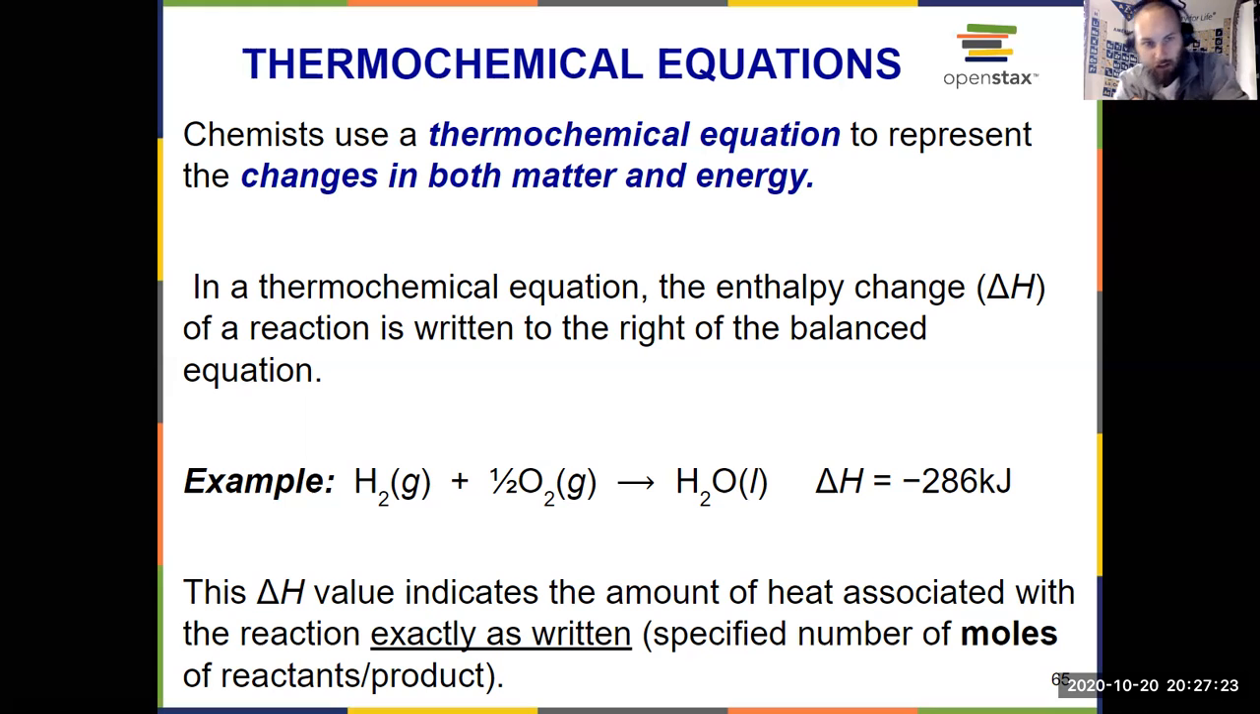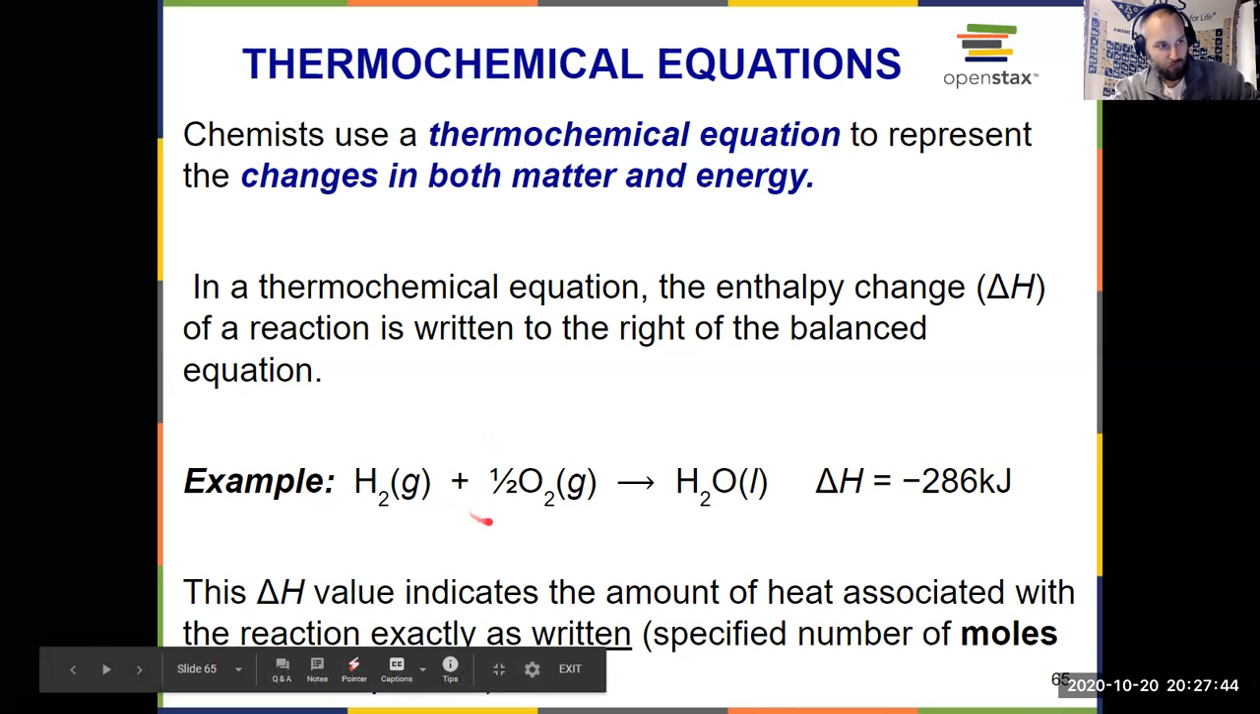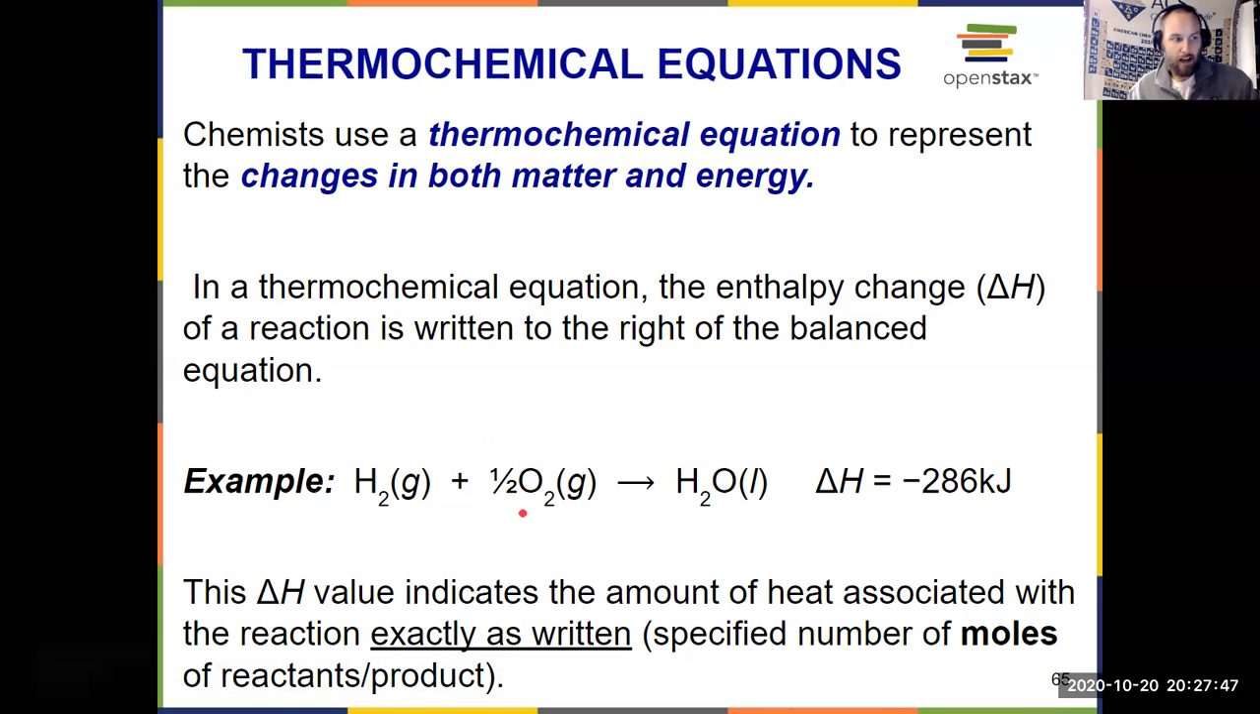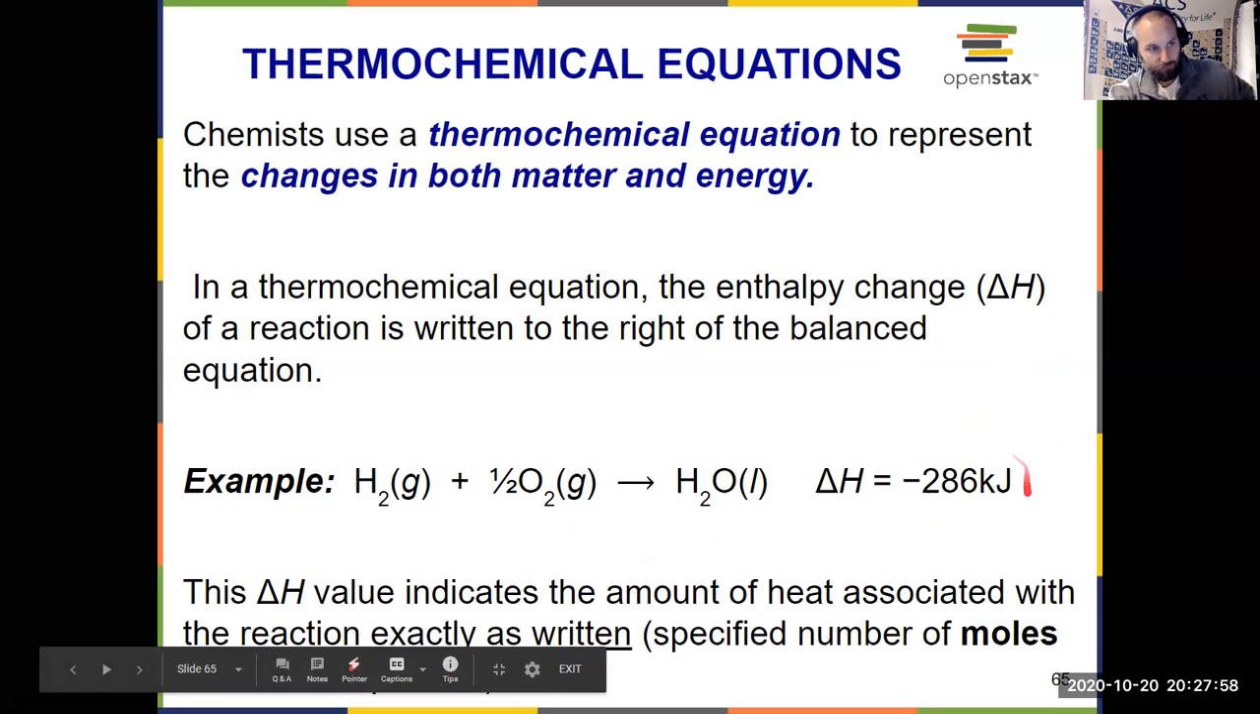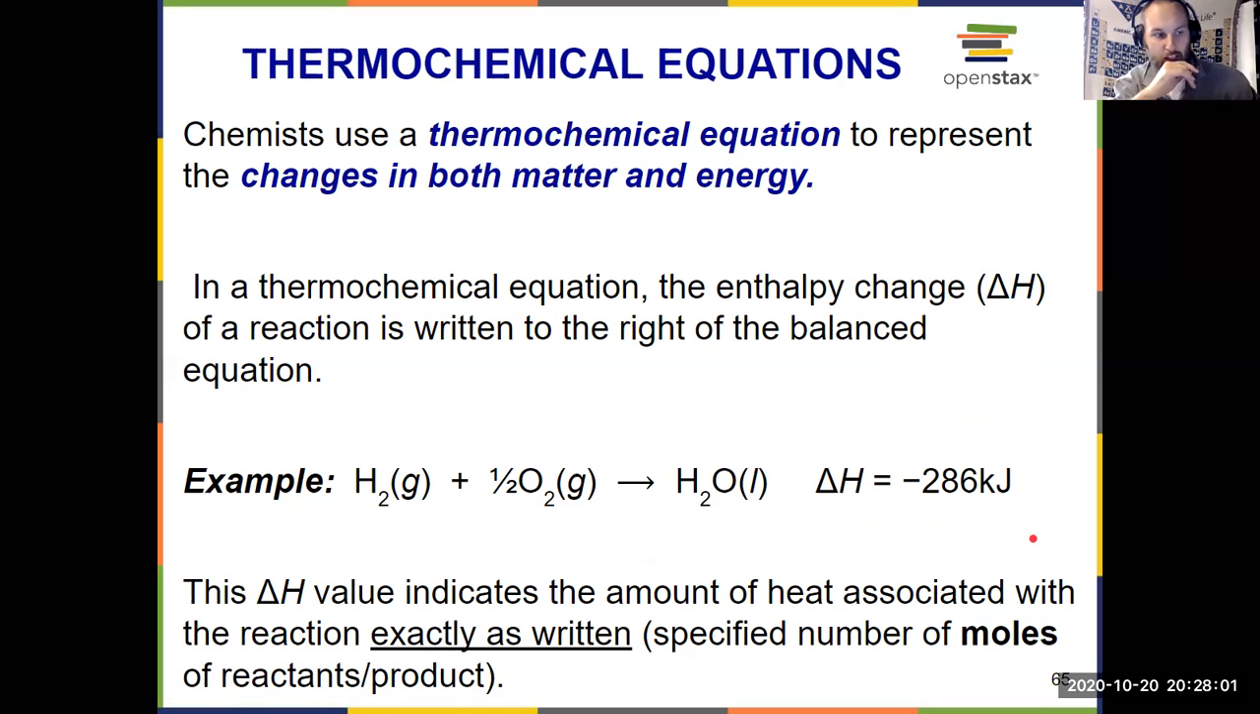The other thing that a thermochemical equation must have is the physical states for everything included, and it has to be balanced. But what might be throwing up a red flag here is this 1/2 in front of oxygen, a non-whole number coefficient, which is weird, but it's actually okay in a thermochemical equation, because the delta H value that's given to you here is the amount of heat associated with the reaction exactly as it's shown.